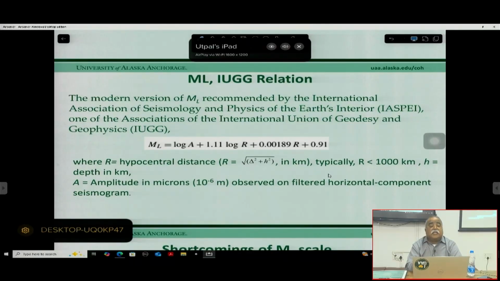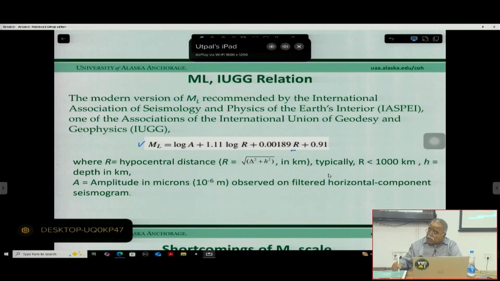But the IUGG, the International Union of Geodesy and Geophysics, has standardized an ML scale formula, and the formula they use is this one. ML equals log A plus 1.11 log R plus 0.00189 multiplied by the distance, and then 0.91 as a correction factor.